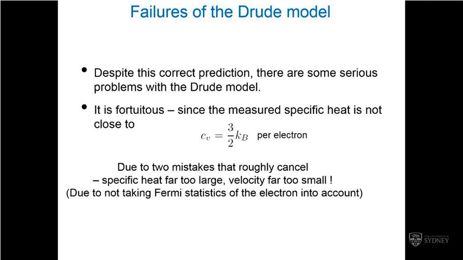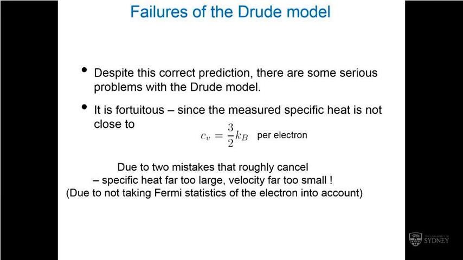Okay, obviously there are some serious problems with the Drude model. There has to be, right? There's no information about your particular material in there, okay? There's not even the atomic species you've got in there, not the lattice spacing or anything, so it can't be that good. Its success is really kind of lucky, if you like. It's fortuitous, okay? Now, why is it fortuitous?